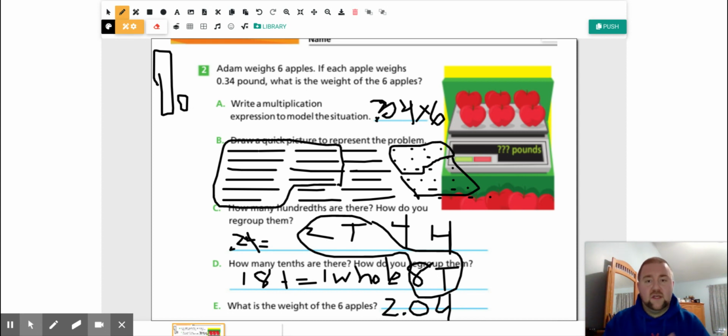All right. I hope this example helped you to see what a model is going to look like when we multiply whole numbers and decimals, and also to see how we regrouped in order to get our final answer. All right. Hope this helps you with Module 15, Lesson 2, guys.